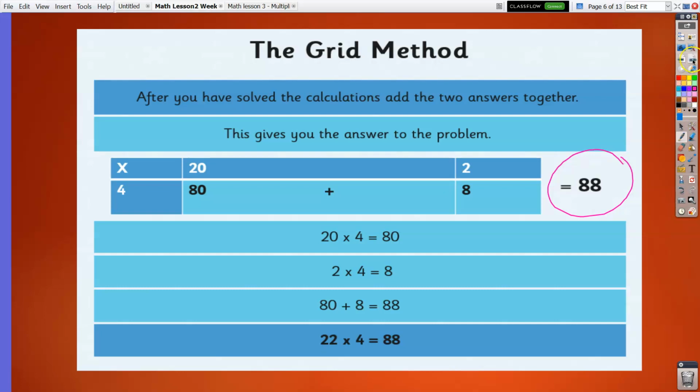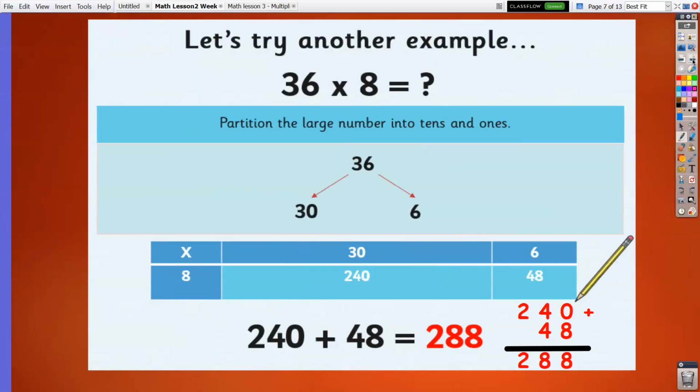Now let's have another one. 36 times 8. Again, draw a grid on your book or in your copybook, and then partition first larger number. So large number is 36. Partition of 36 is 30 and 6. So we put it on the top of your grid and your multiplier 8.